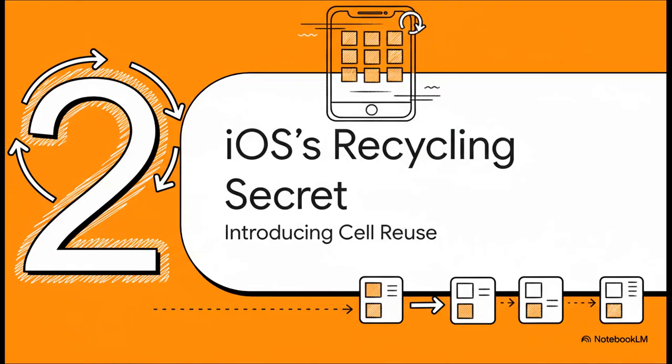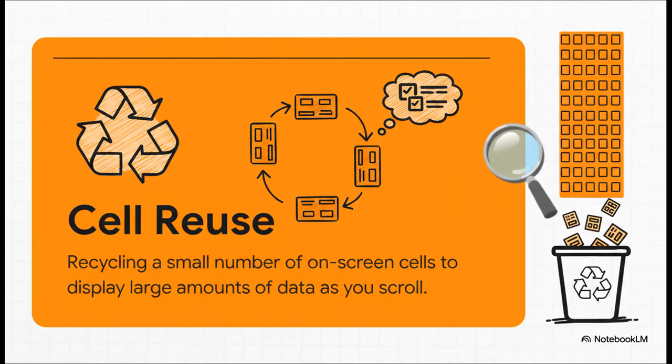So what is this elegant, super smart solution? It's iOS's little recycling secret. Let's introduce the core concept behind all this magic. It's called cell reuse. At its heart, cell reuse is basically a powerful recycling system. It takes a very small number of existing on-screen cells, the little rows you see, and reuses them over and over to display a huge amount of data as you scroll. The key word here is recycling. The system is smart enough to avoid the super expensive work of creating and destroying things constantly.